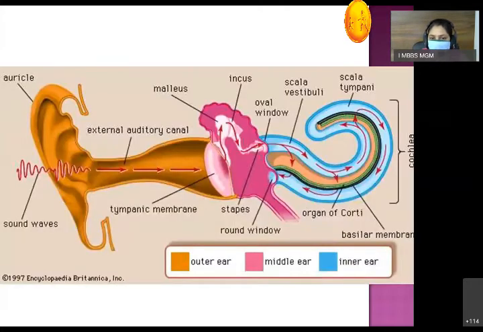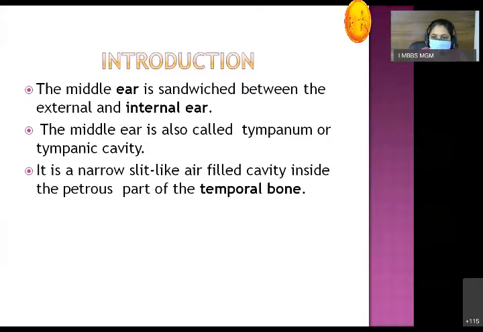As you see here, this is the external ear, which you see in orange, and this is internal ear, which you see in blue. So in between, this cavity is the middle ear cavity, which you see in pink. It is also called as tympanum or the tympanic cavity.